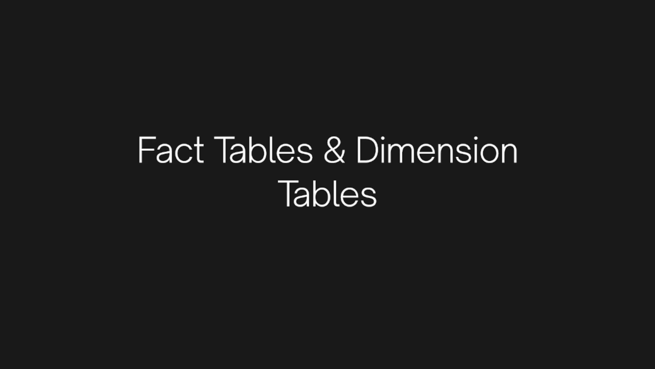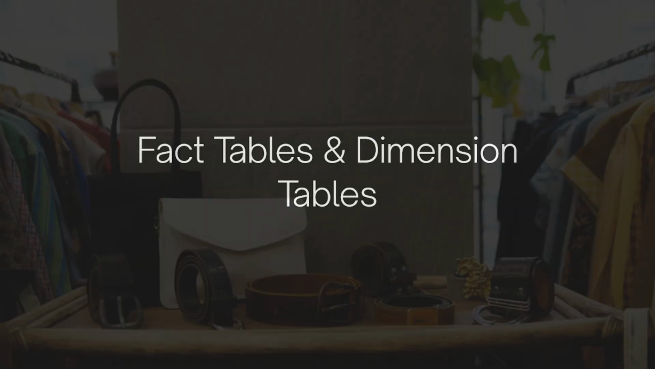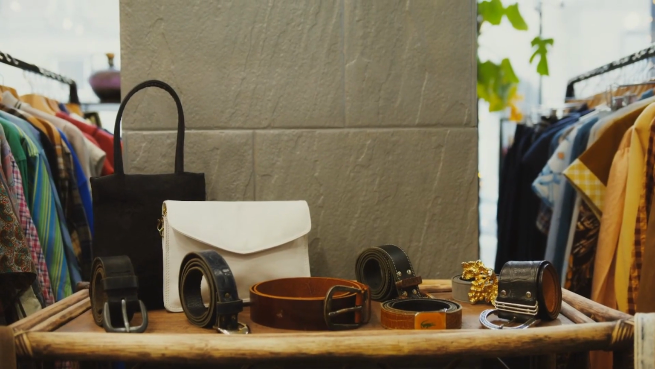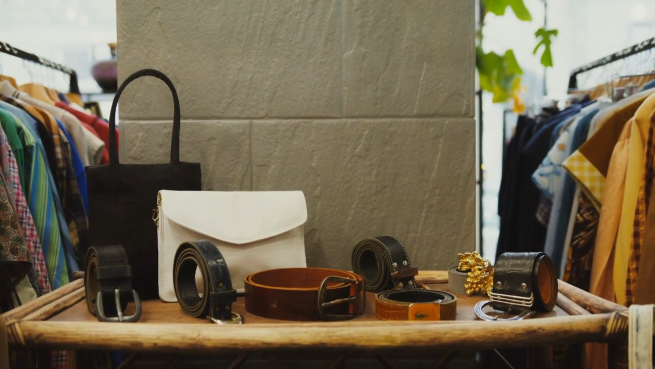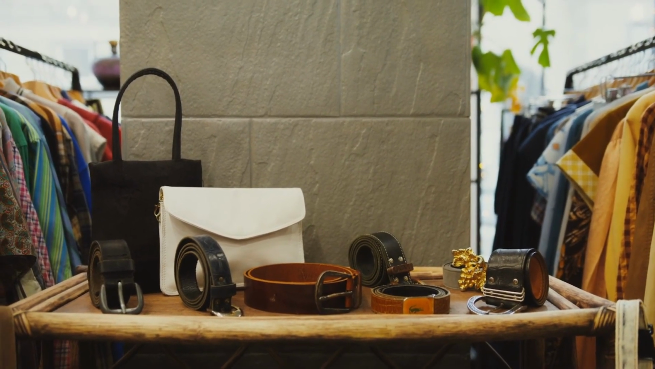To put it simply, fact tables store the numbers. Dimension tables store the details that explain those numbers. Let's break that down with an example. Imagine a scenario: you own a clothing store. Every day, you sell t-shirts, jeans, and jackets, and you want to track your sales.